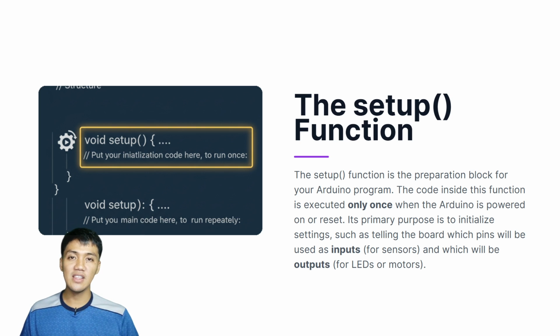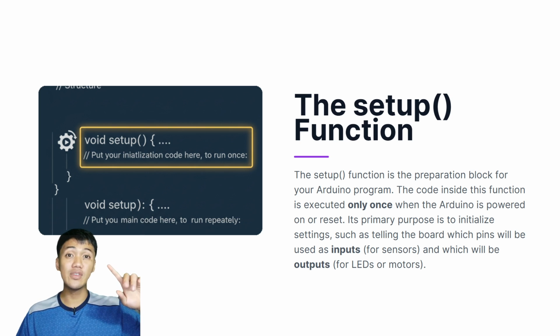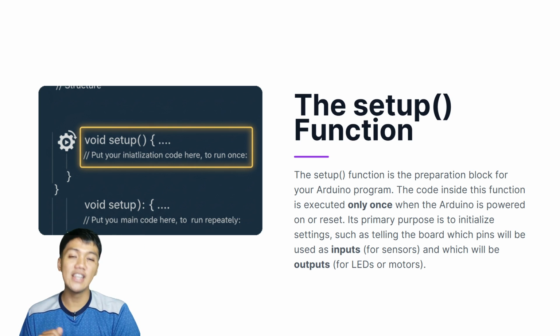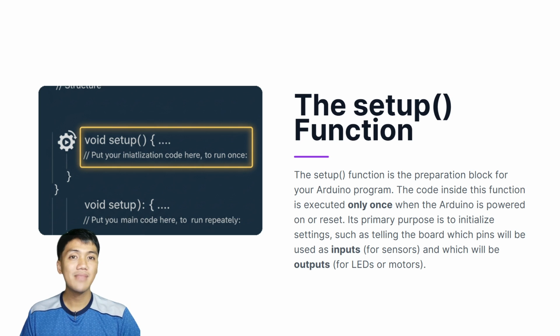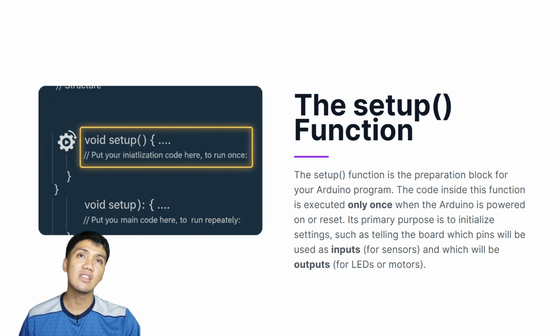There is a button on the Arduino that, once you press it, resets and reads the whole code once more. Its primary purpose is to initialize the settings, such as telling the board which pins will be used as inputs and which ones will be outputs. Okay, so we'll be looking at our first example, where right here we have your void setup. The simple one is pin mode.